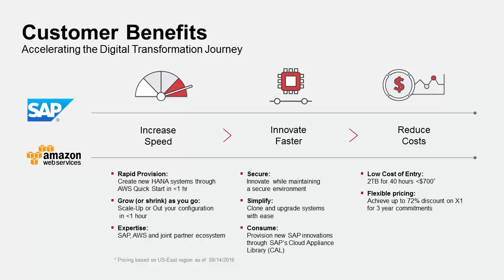AWS enables you to innovate faster with a secure platform, simplify your SAP environment by enabling you to quickly and easily clone SAP systems for upgrades. And AWS enables you to reduce your cost compared to on-premises traditional infrastructure. For example, for a 2 terabyte SAP HANA system that you would need for 40 hours to test SAP HANA, you could do all of that on AWS for less than $700.